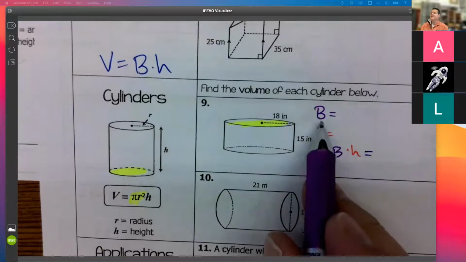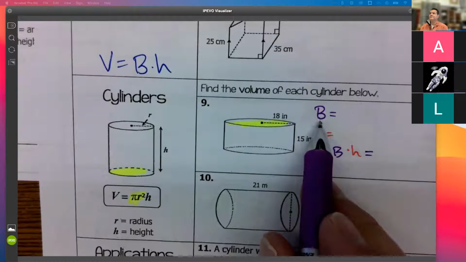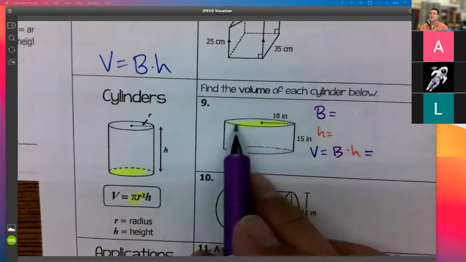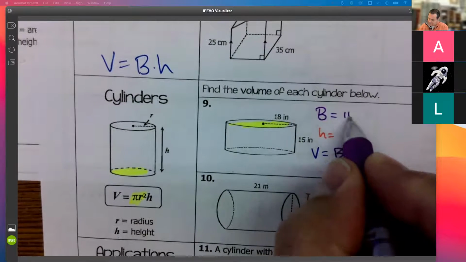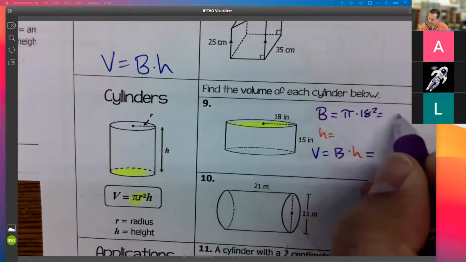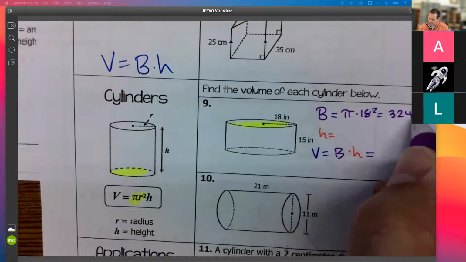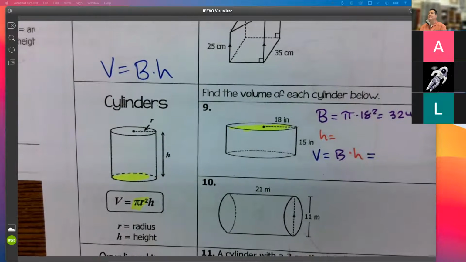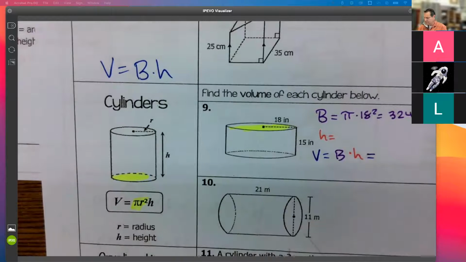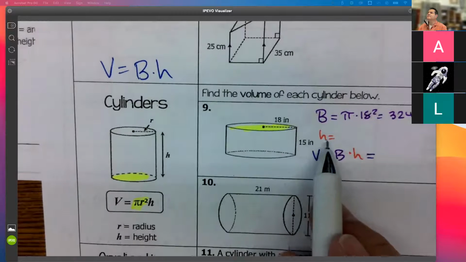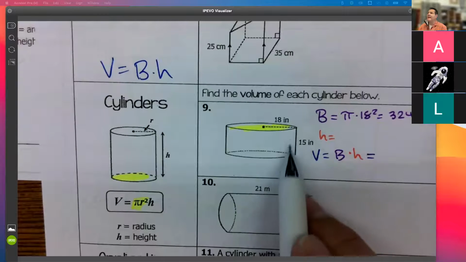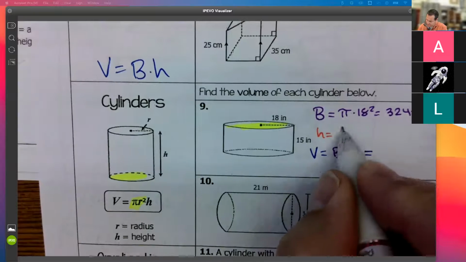But in this case, my B is something unique. What is my B in this case? It's a circle. So how do I find the area of a circle? Pi times 18 squared, or 324 pi. I'm going to leave it in that precise form for now, rather than carrying a bunch of extra decimals. What's my double stuff? 15, right? The gap between the two cookies.